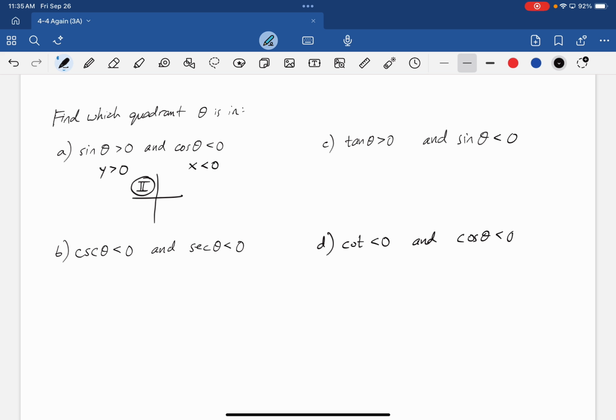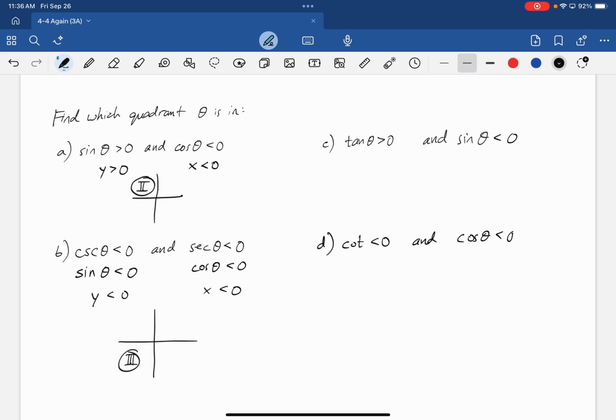Moving on. If cosecant is negative, that means sine must be negative, right? Because cosecant is the reciprocal of sine. So that tells us y is negative. And if secant is negative, that tells us cosine is negative, so x is negative. And that puts us in quadrant 3.